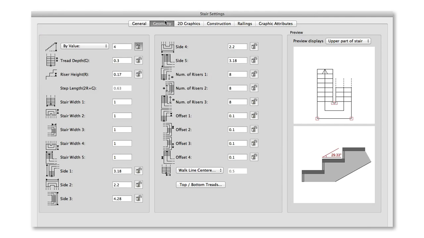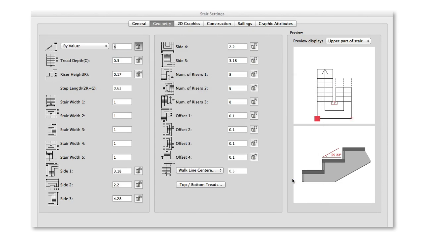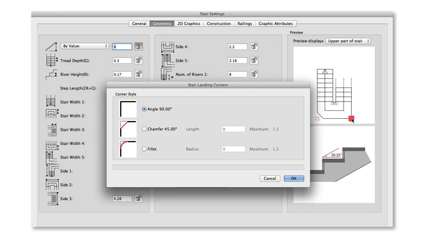And we've enabled customizable landing angles for many of the stair configurations. With these visual handles on the preview image, you can manually enter a chamfer or fillet angle at each corner of the landing. Maximum values are shown here to remove the possibility of accidentally entering inappropriate values. This option is available for both the exterior and interior corners of landings.